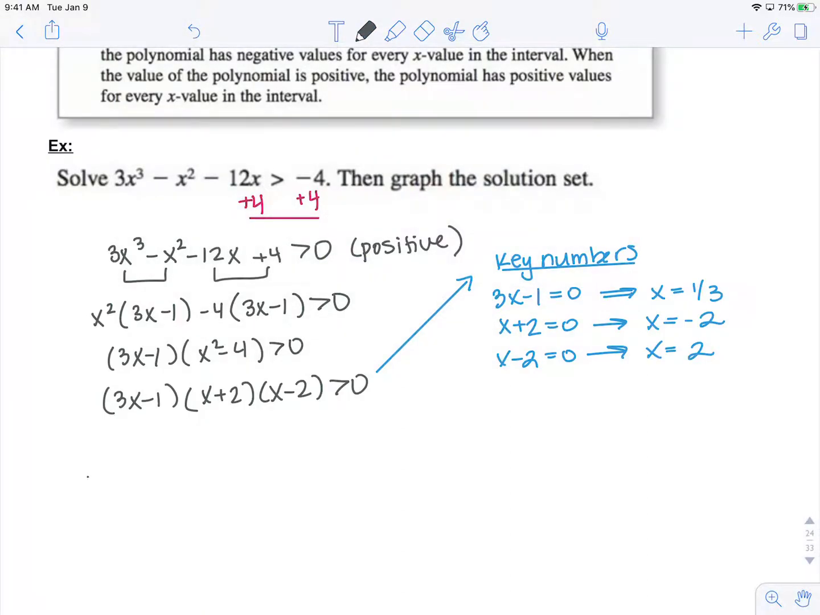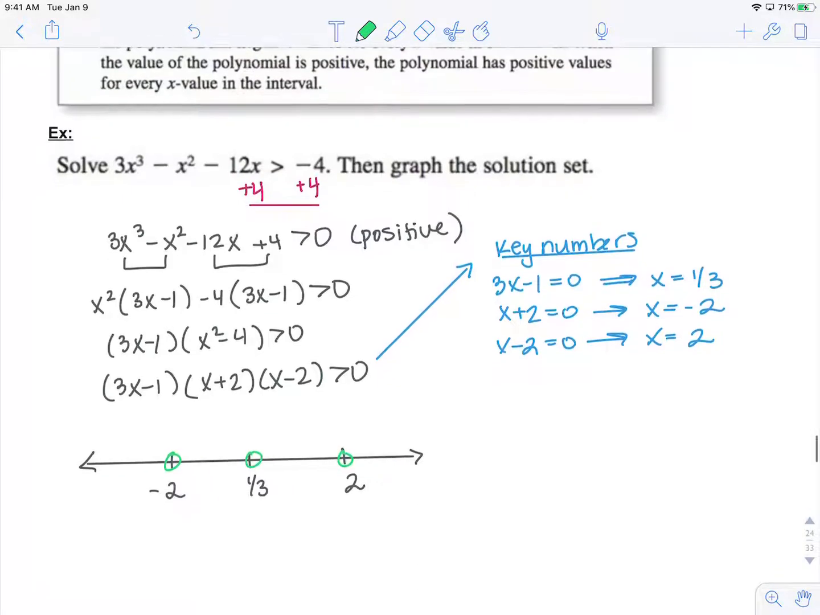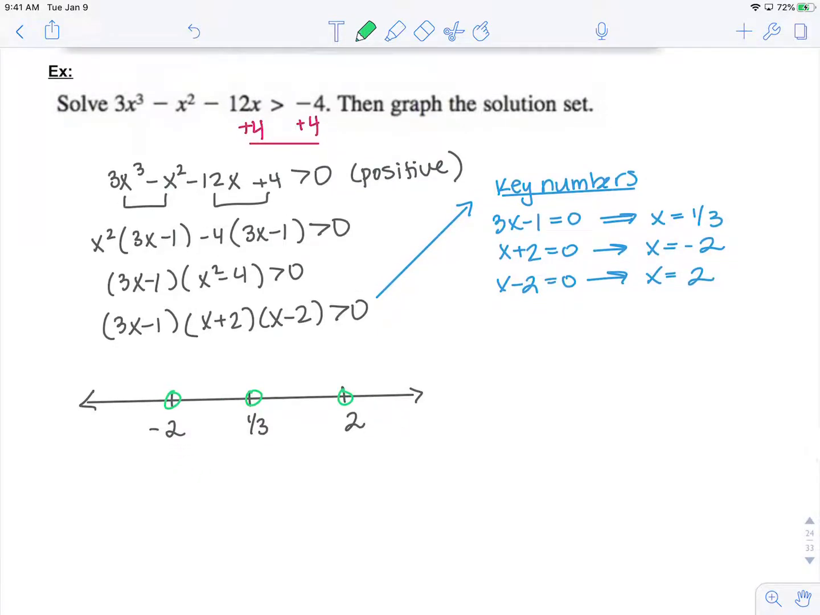So now, in order to visualize this, I like to create a number line. And I will place these 3 numbers in order on that number line. Negative 2, 1/3, and 2. Now remember, we know our polynomial at these values is 0. Okay? Now what we can do is choose an x value in each one of these intervals in order to check the sign of our polynomial in that interval.